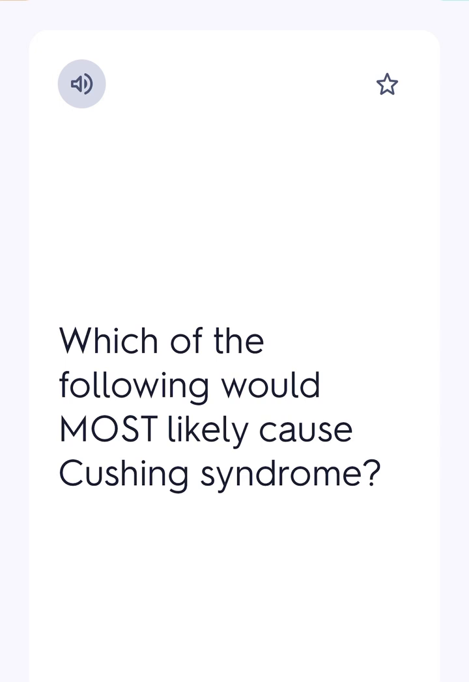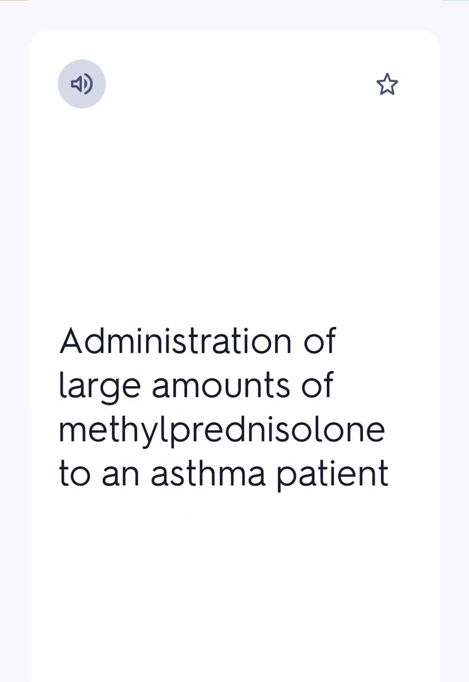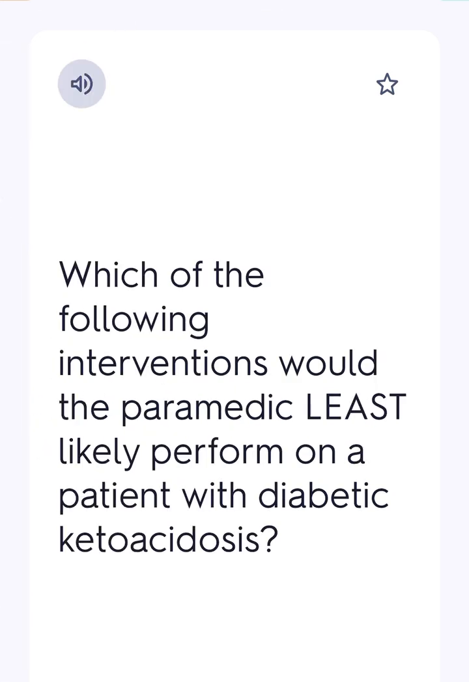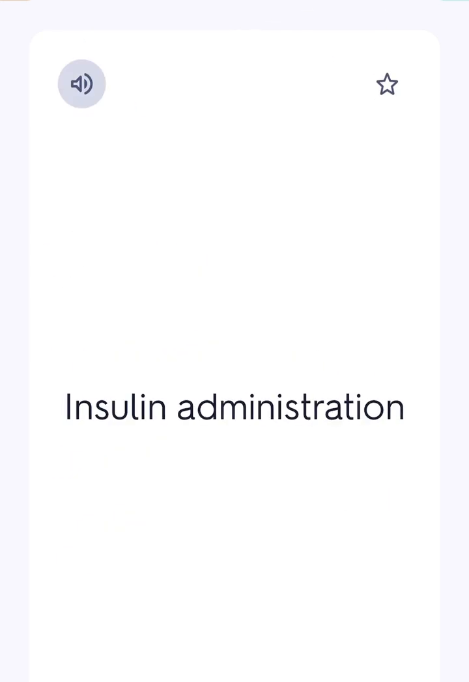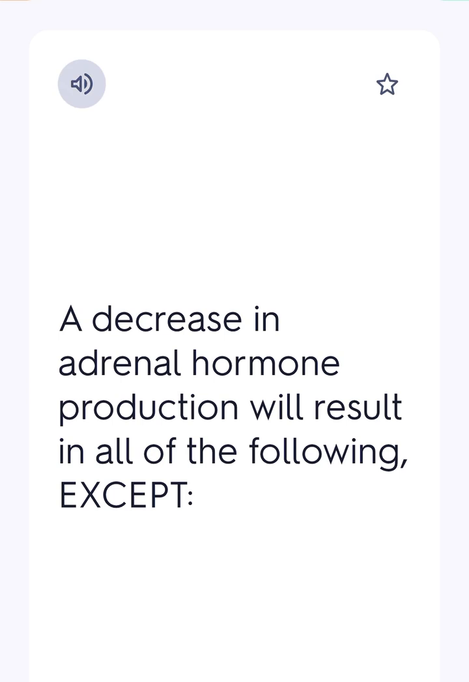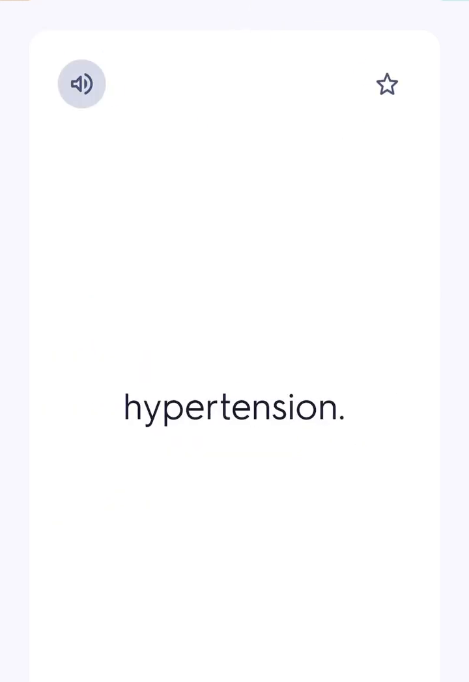Which of the following would most likely cause Cushing syndrome? Administration of large amounts of methylprednisolone to an asthma patient. Which of the following interventions would the paramedic least likely perform on a patient with diabetic ketoacidosis? Insulin administration. A decrease in adrenal hormone production will result in all of the following, except hypertension.